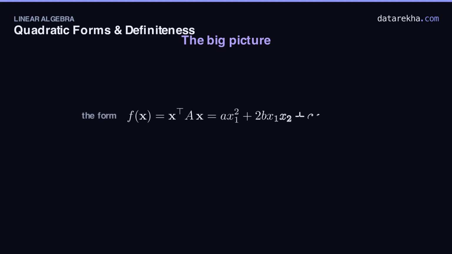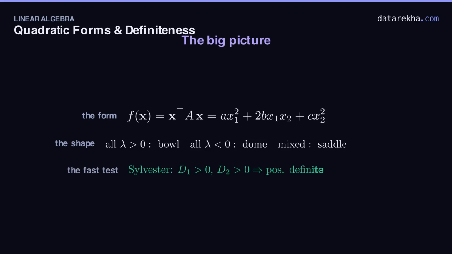Let's gather it all. A quadratic form is x transpose Ax, a surface over the plane, a x1 squared plus 2b x1 x2 plus c x2 squared. Its shape is set by the eigenvalue signs. All positive, a bowl; all negative, a dome; mixed, a saddle. Definiteness in one line. For a fast check by hand, the leading principal minors. Both positive means positive definite. No eigenvalues required. And on the unit sphere, the form is trapped between the smallest and largest eigenvalues. Hold those four lines, and any symmetric matrix reveals its shape at a glance.